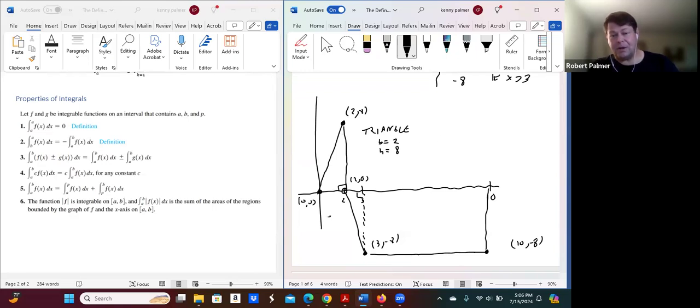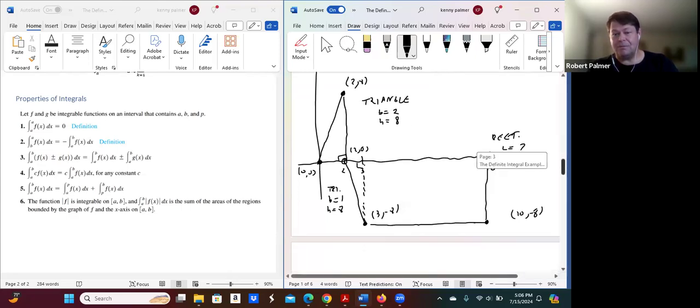Now this triangle right here, its base is just 1, but its height is also 8 because it goes down from 0 to -8. And then, of course, you have a rectangle. Here, the length is going to be from 3 to 10, so it's 7, and we're going to call that the width. It doesn't matter what you call the width or height. The height is also going to be 8.